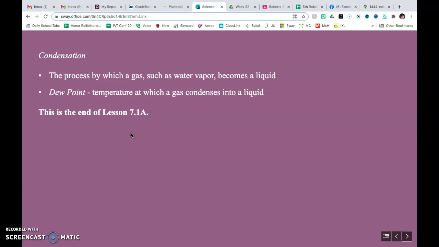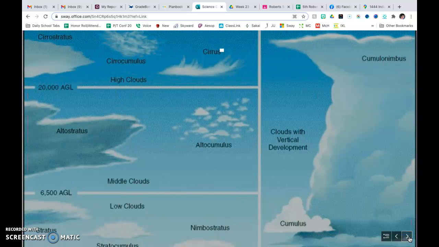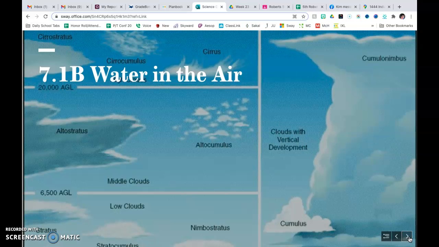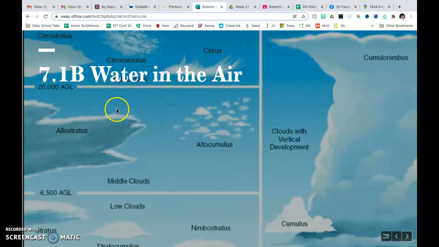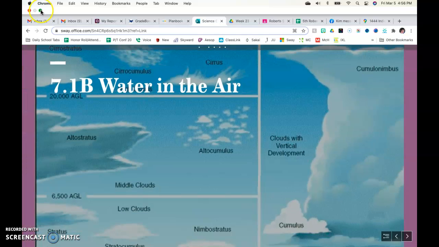This is the end of lesson 7.1a. The next time we pick up, we're going to continue with water in the air with lesson 7.1b.